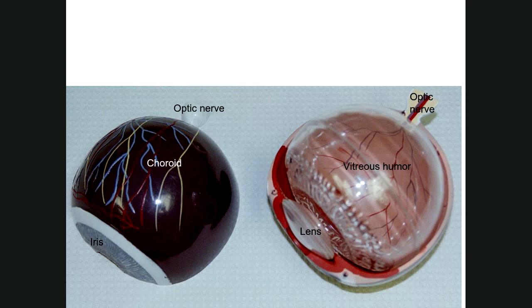There's a picture of the choroid that we can see very nicely. Remember, the choroid is pigmented, but it's also got a lot of blood vessels. But it's pigmented, it's colored. And then remember, in there we have the vitreous humor, and there's the lens.